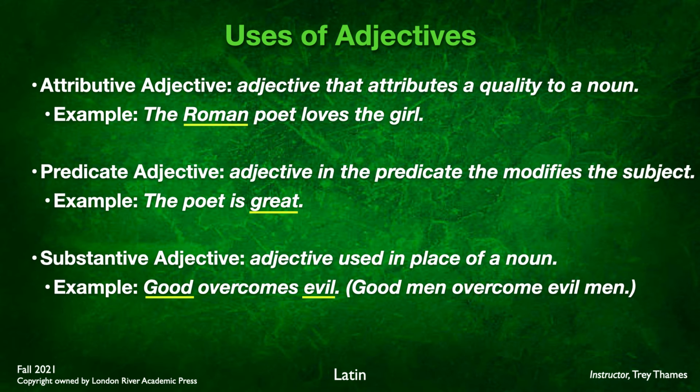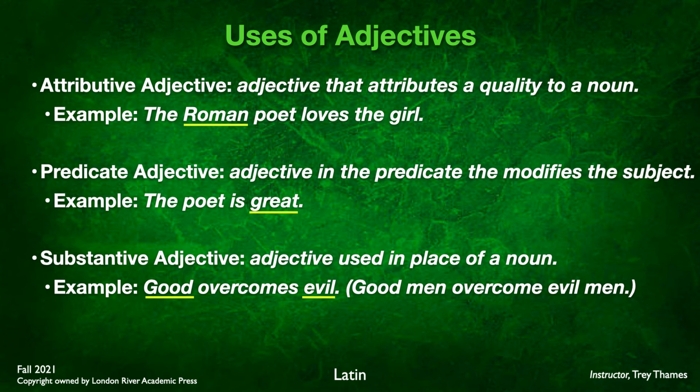It's a specific, in this case, nationality to the poet. It's not just any poet, it's the Roman poet. The second example is the predicate adjective. This is an adjective that is in the predicate that modifies the subject. Here we see the example, the poet is great. Here, great is an adjective, but it's not right next to poet. It's not modifying the subject poet directly. It's serving as a predicate adjective in the predicate that is modifying poet. The poet is great. All right.